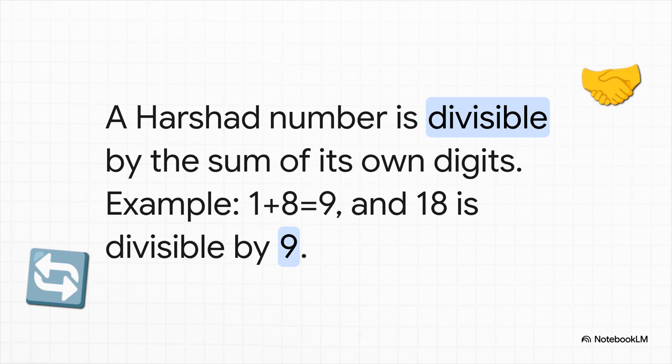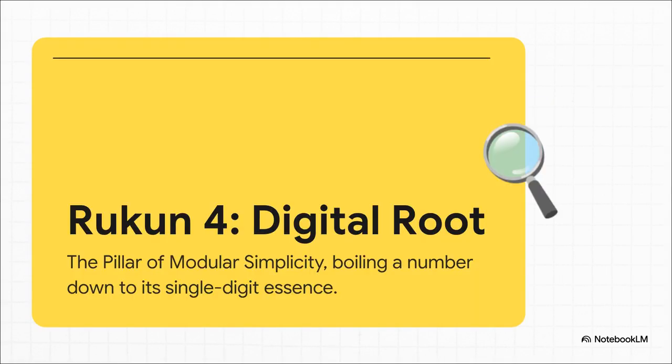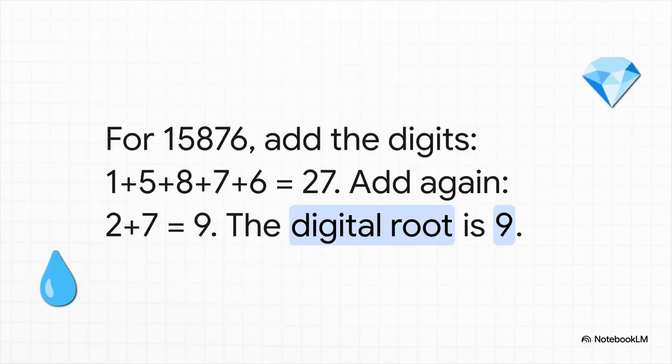Kind of cool, right? And that brings us to our fourth and final pillar, which tries to find a number's true essence. It's called the digital root. This is basically a process for boiling any number down to one single essential digit. All you do is add up all the digits. If that sum is still more than 1 digit, you just do it again.